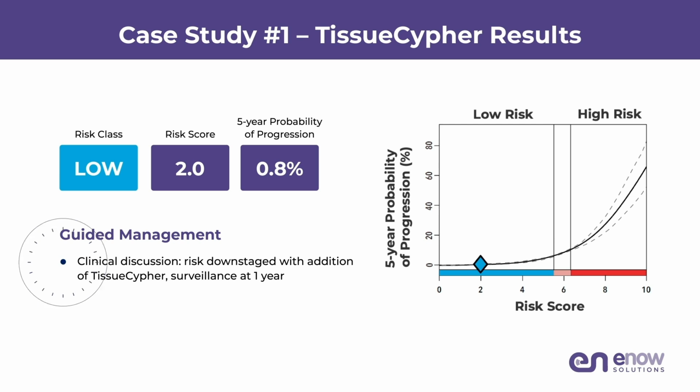This is a case where you can downstage the risk. TissueCypher helps provide that reassurance. And you could have a few different outcomes here. Instead of proceeding with endoscopic eradication therapy, you could go to surveillance alone. And within the realm of surveillance, still within the guidelines, your options could be 6 months, 12 months. And I think in this case, it would be extremely reasonable to do surveillance at 1 year. So a clear scenario where TissueCypher was able to help downstage and reassure with an extremely low risk.